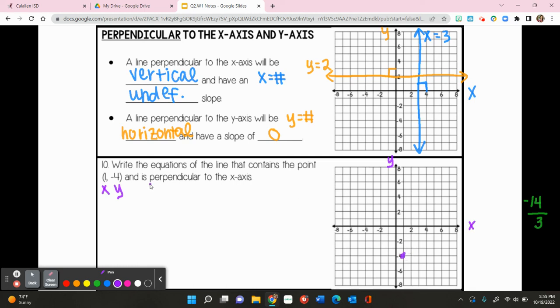Now, since I want this to be perpendicular to the x-axis, it's going to be vertical and have an undefined slope. So my line will go up and down. Since this line hits the x-axis at 1, the equation will be x equals 1. Okay, that completes your notes going over equations of parallel and perpendicular lines.